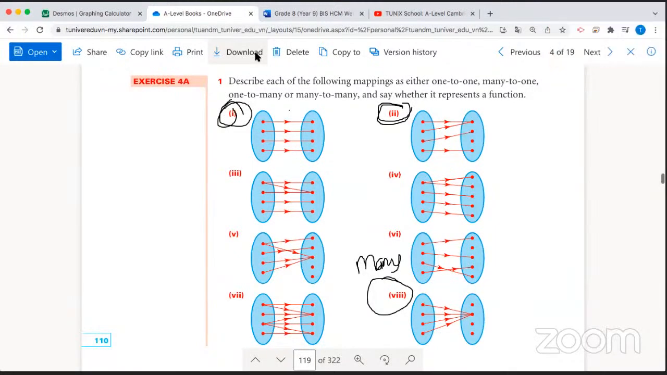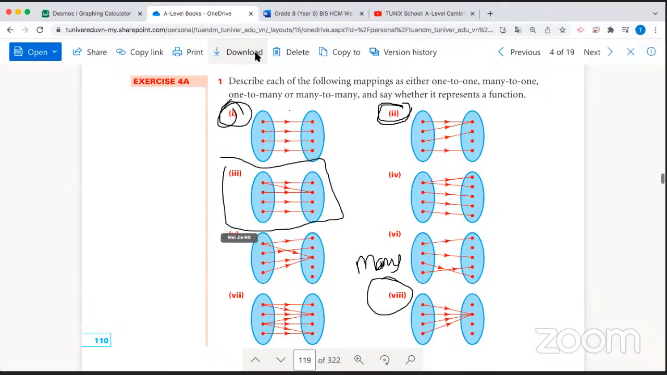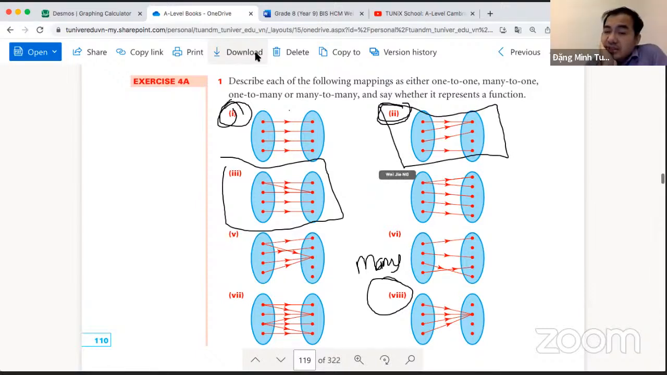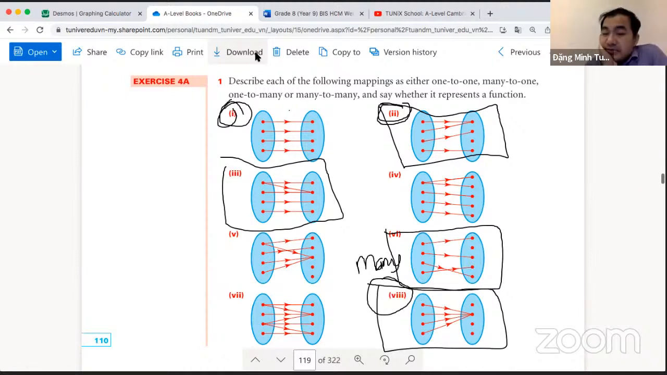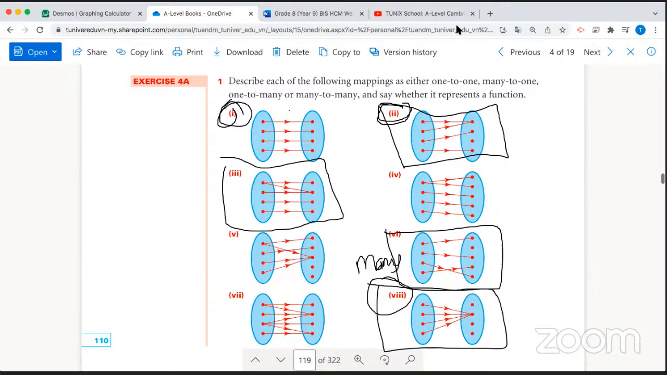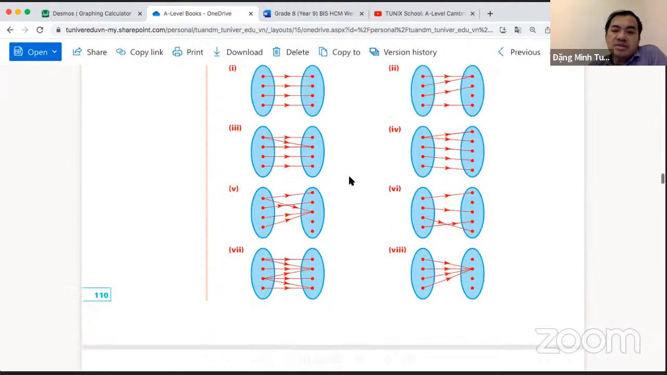So if you have any one to many relationship, that means it's not a function. As long as it's one to one or many to one, then it's a function. So number 3 and number 2 have a function, and number 6 has a function also. Okay, got it. That took me a while. Okay, great. So now move on.